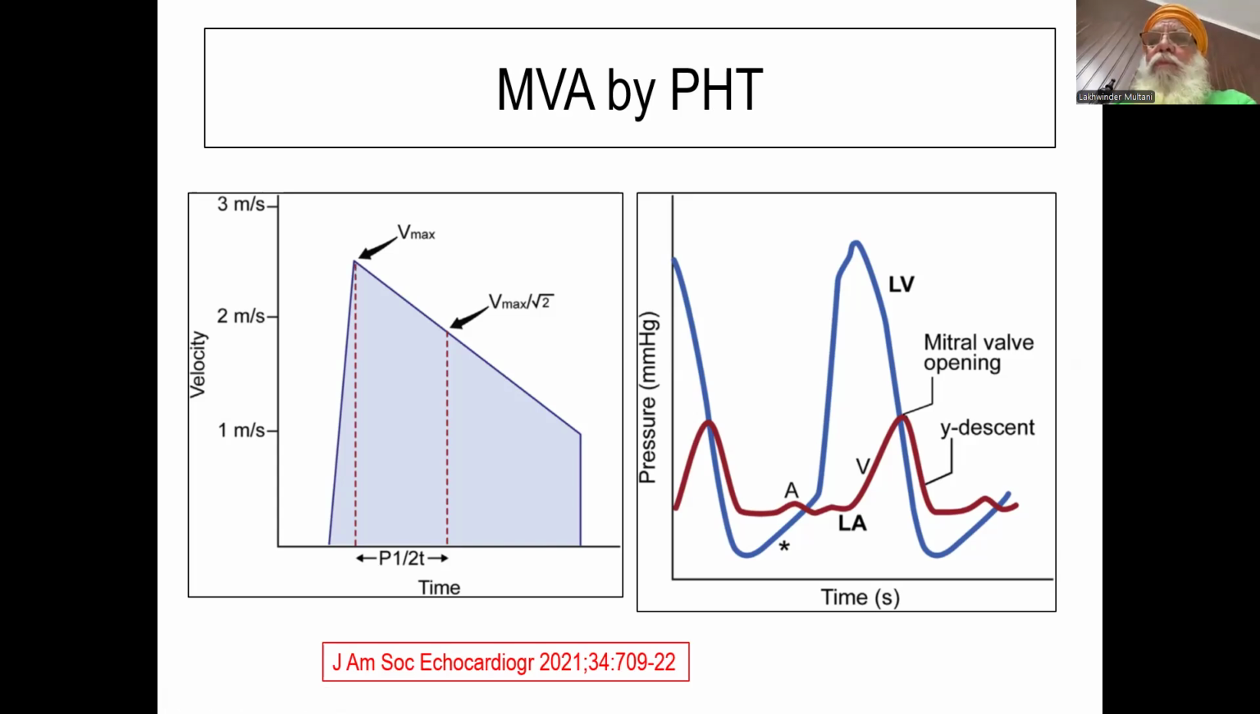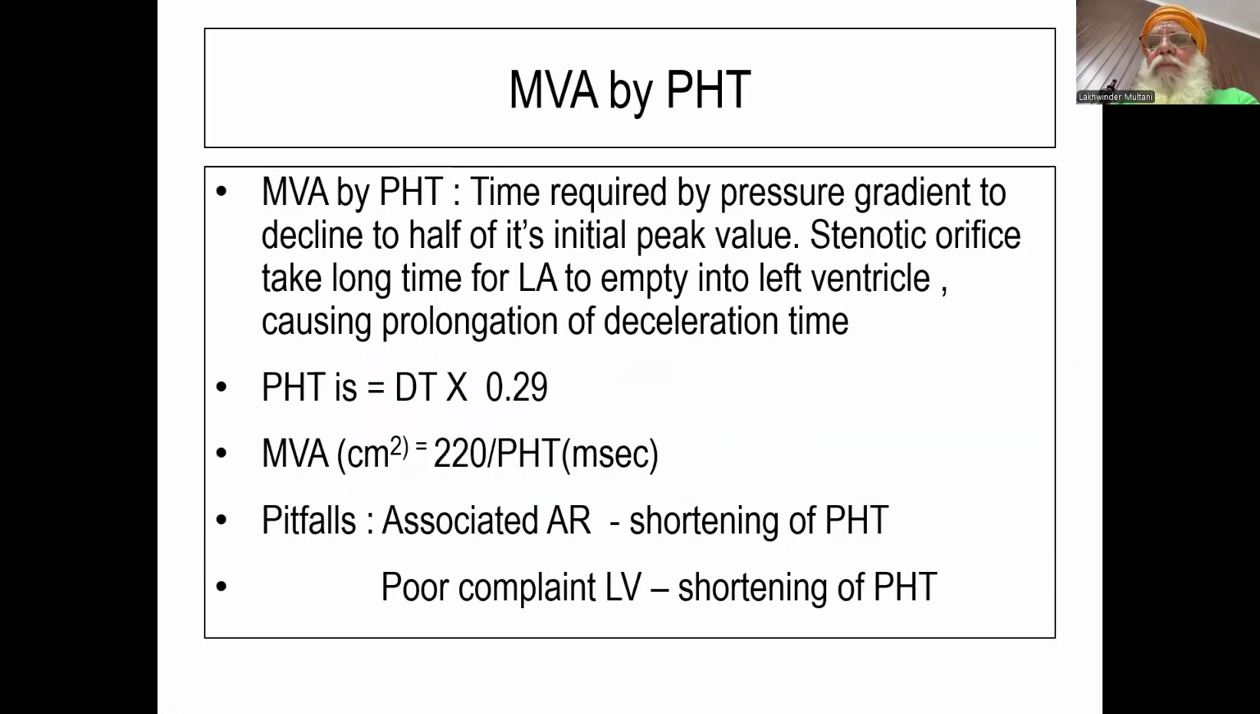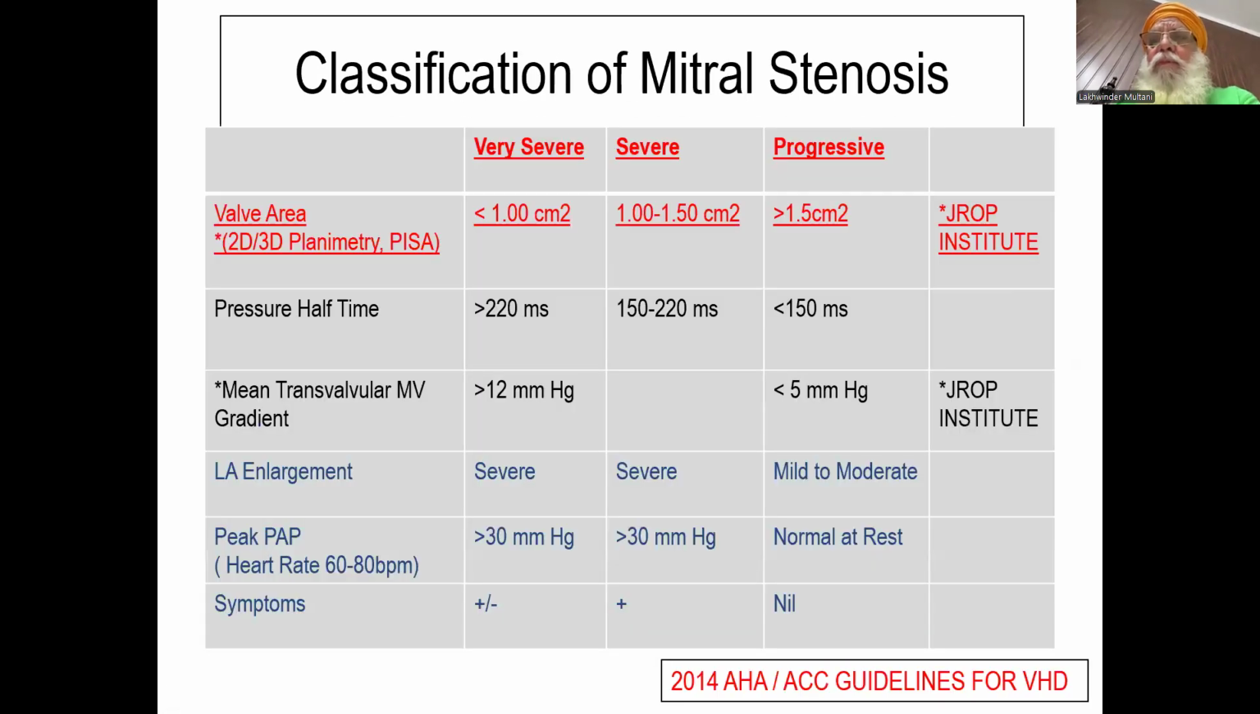3 into 3 into 4, 36 millimeters is the peak pulmonary artery pressure. How much time it takes to drop to 18 millimeters, that is the pressure half time in this subset of population. And whatever the pressure half time is, 220 divided by pressure half time will give you the mitral valve area. Look at this slide which I showed you a few minutes back.